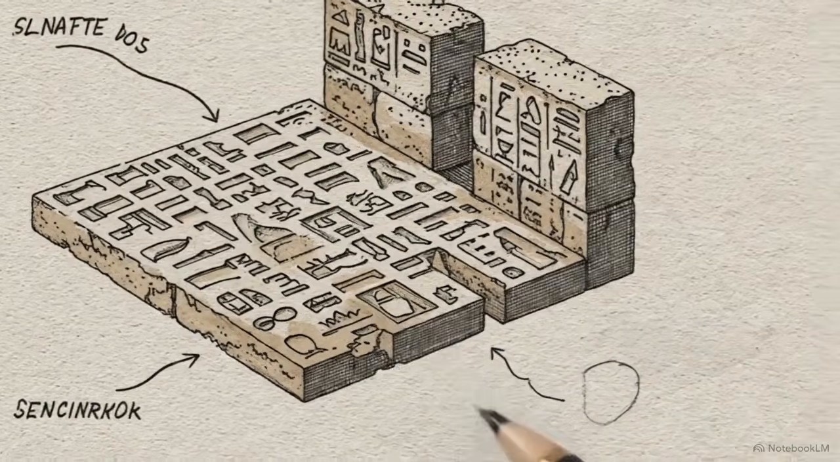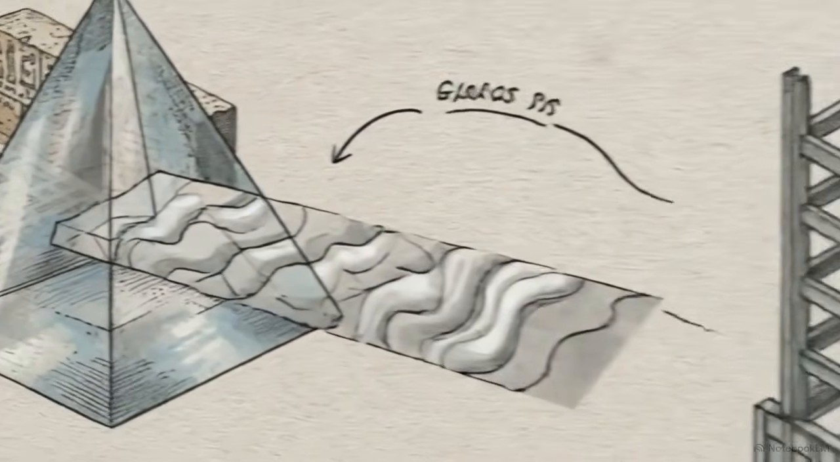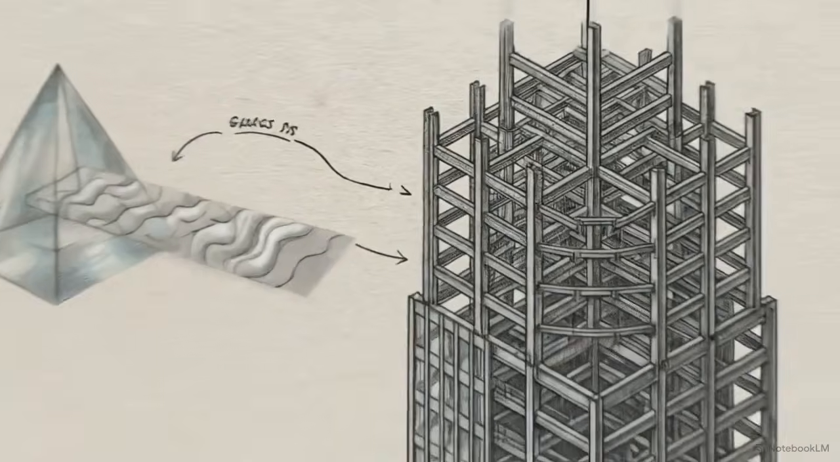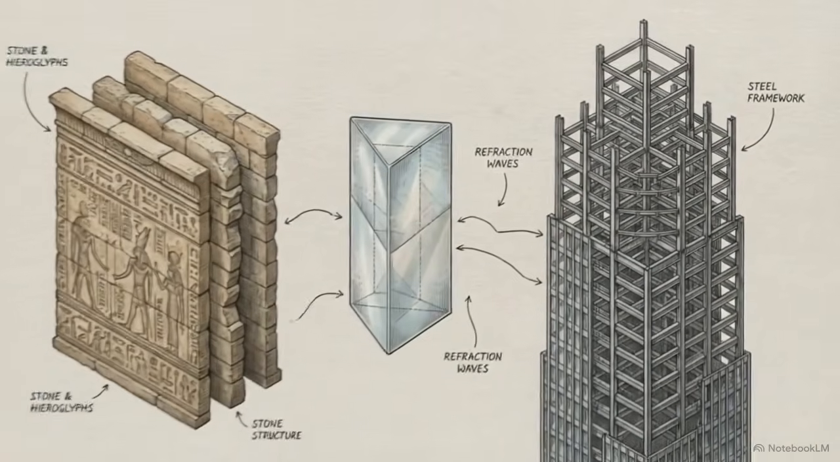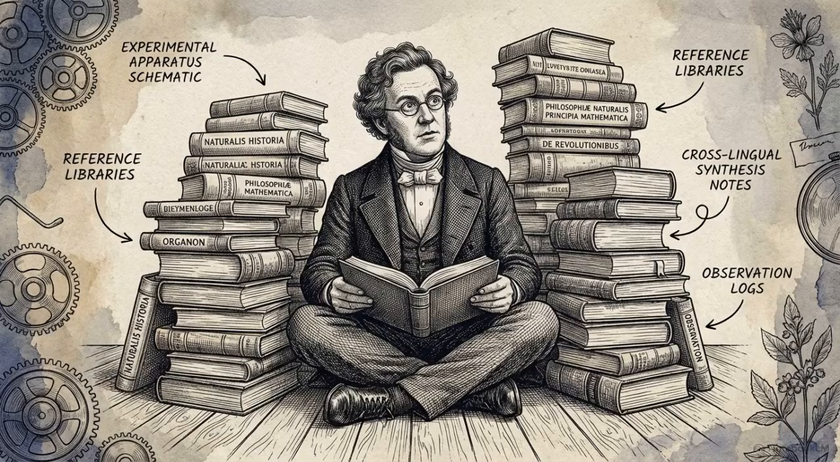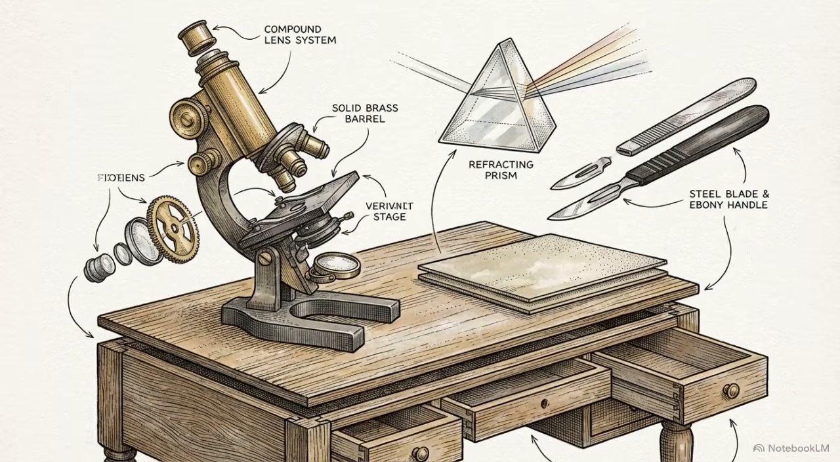Ancient Egyptian hieroglyphics, the wave-particle duality of light, and the structural integrity of a modern skyscraper all trace back to the same person. Thomas Young was a child prodigy who read fluently by age 2 and mastered multiple languages by 14. He grew up to become a scientist with an almost unbelievable range of expertise.